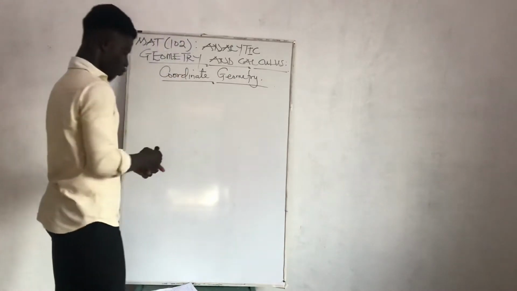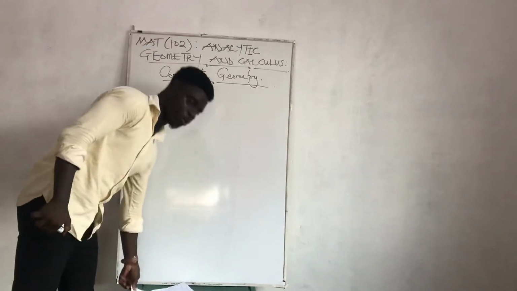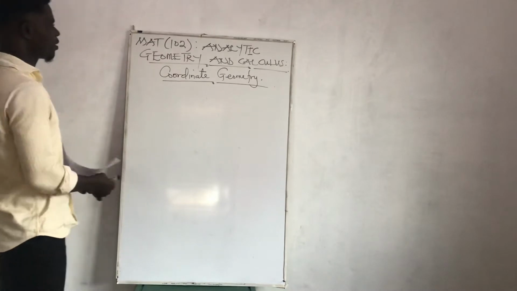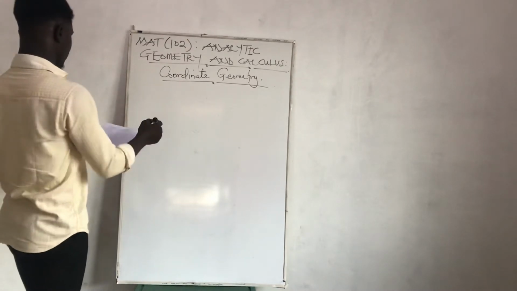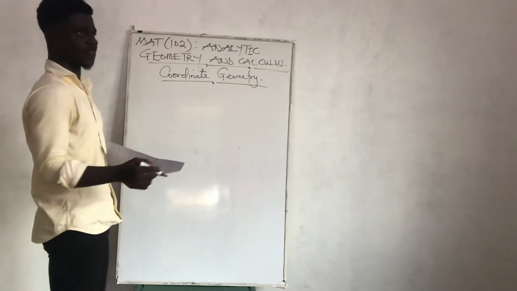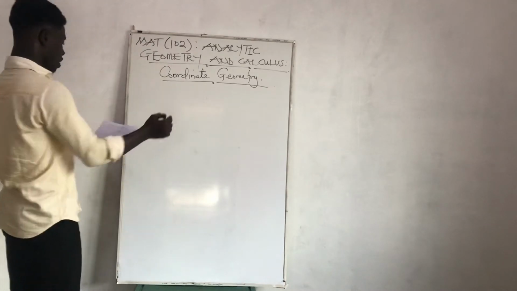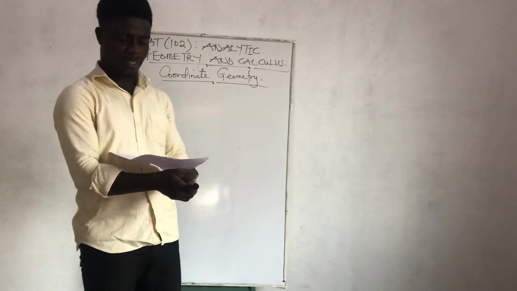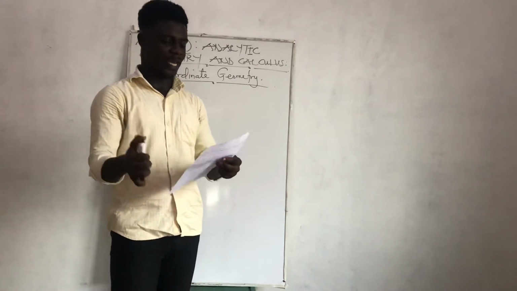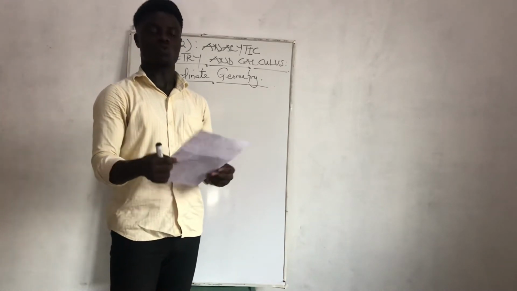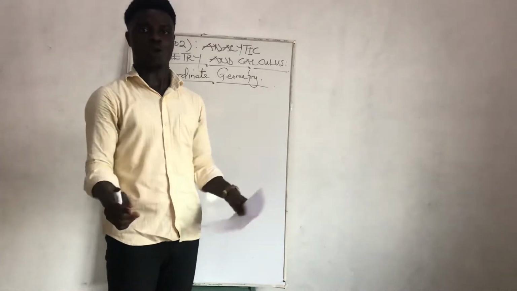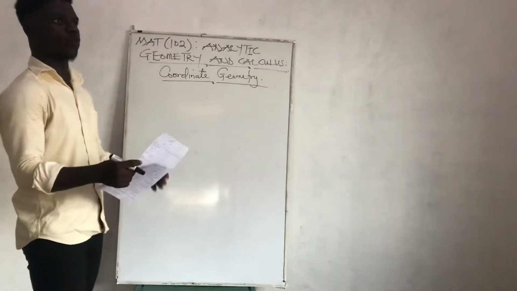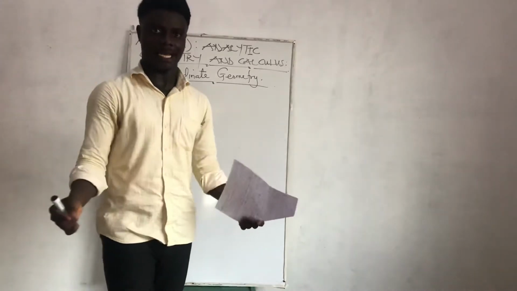Coordinate geometry. So we start with a straight line. What's a straight line? A straight line is when two points are joined by a straight edge. Then that means we get what? A straight line, right?